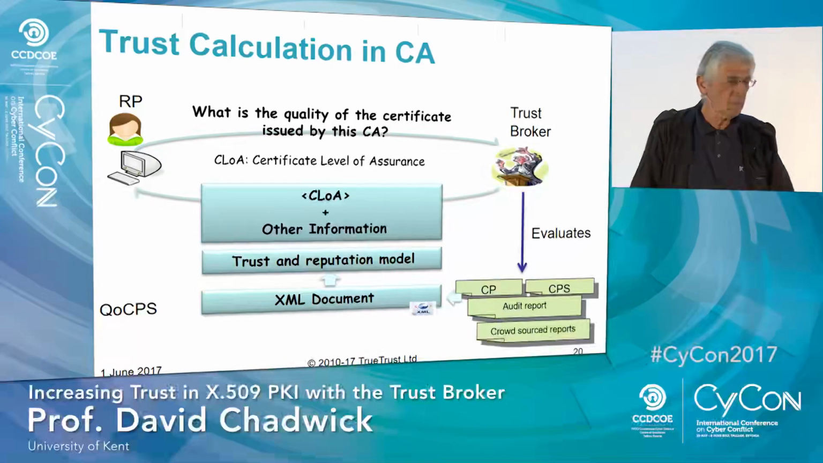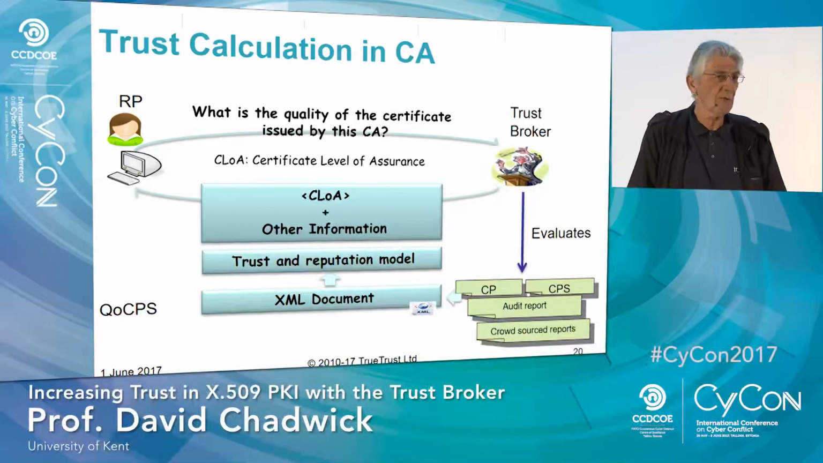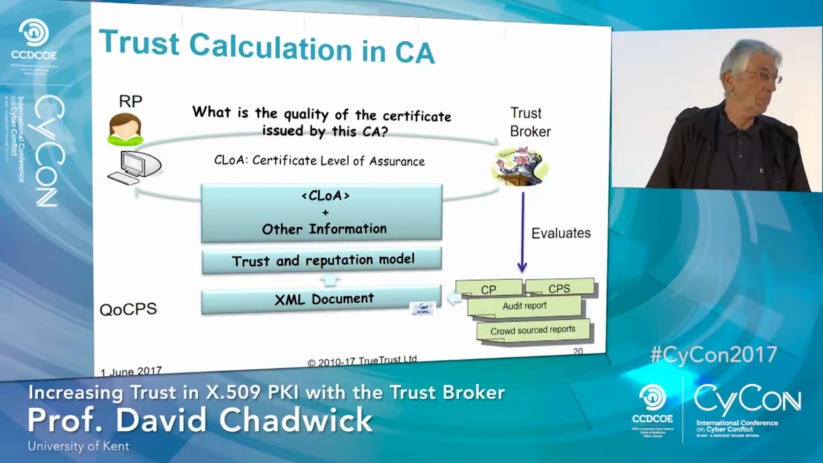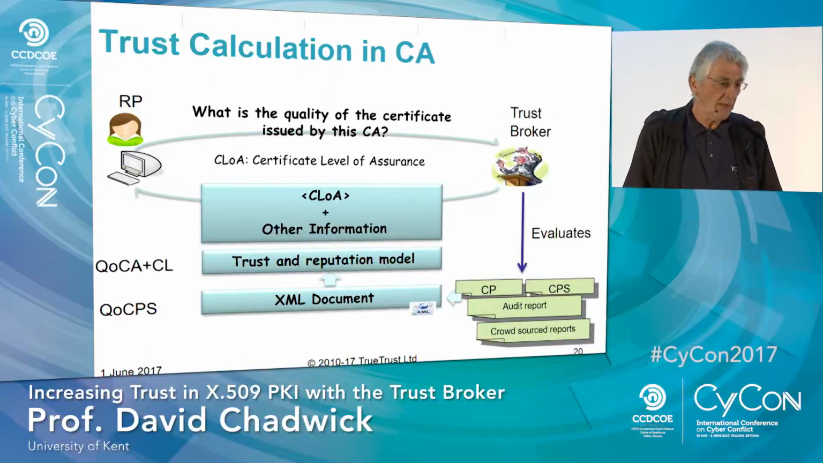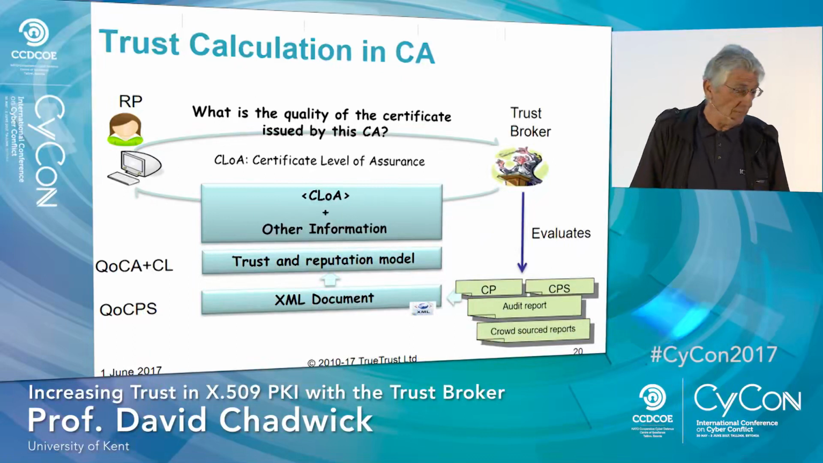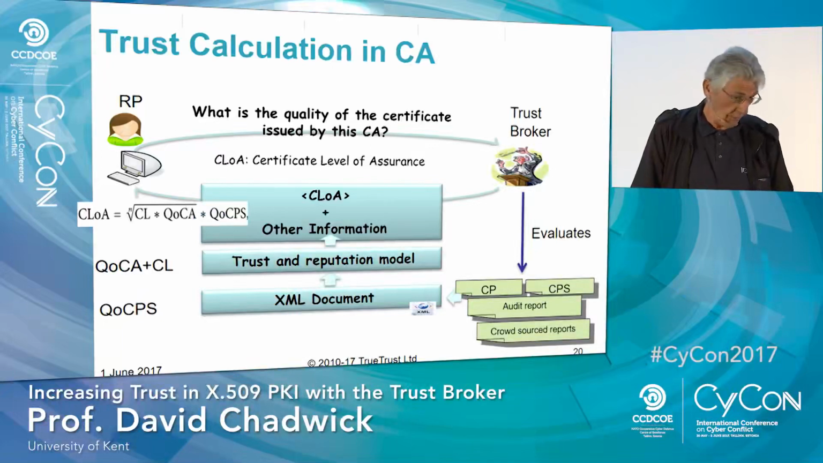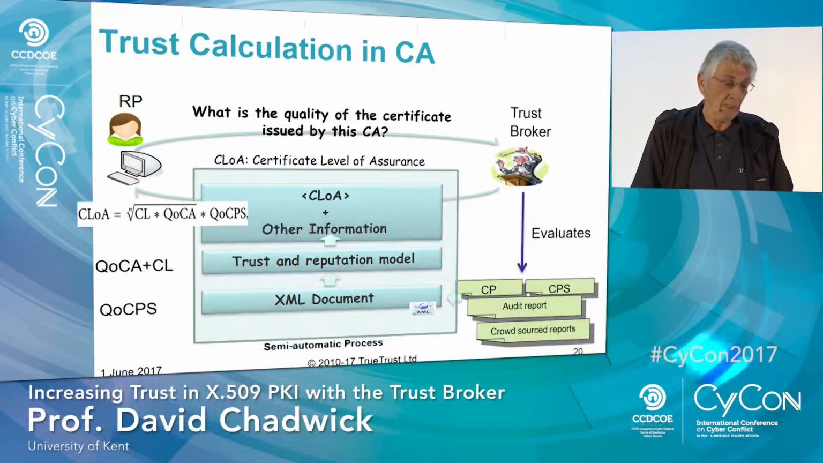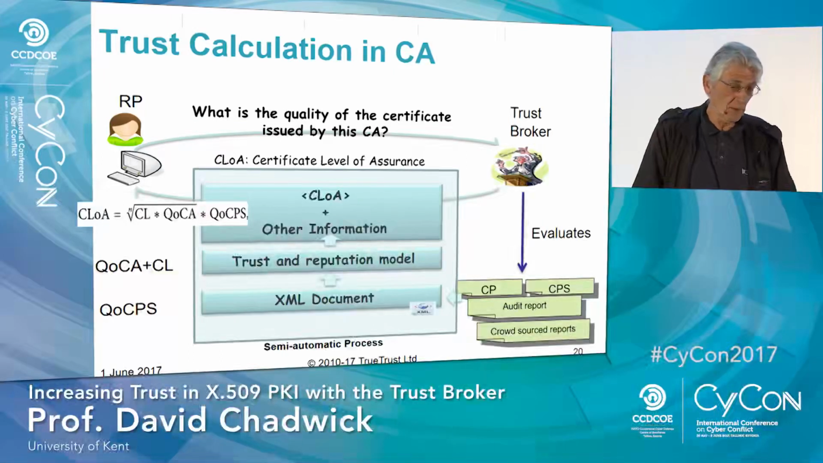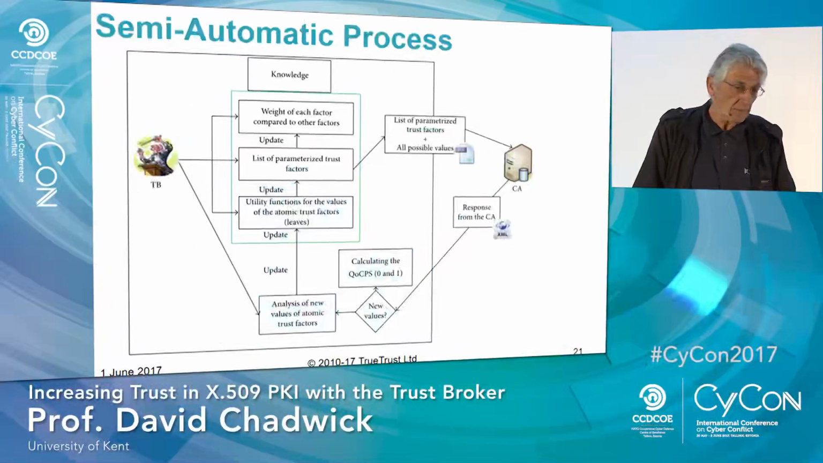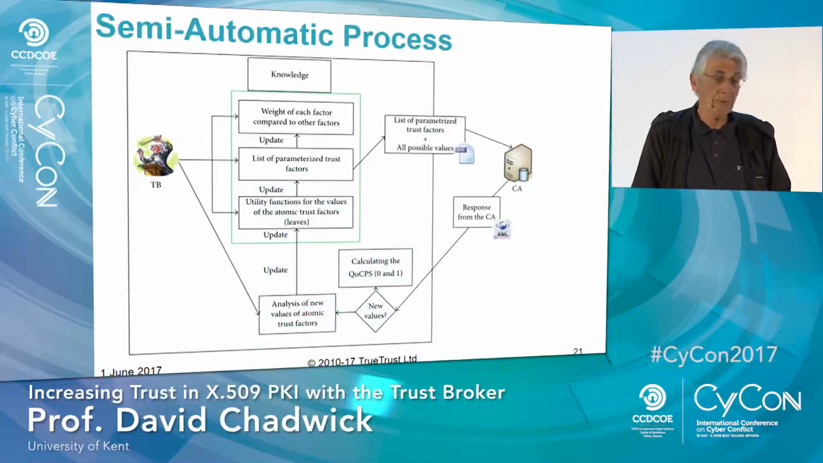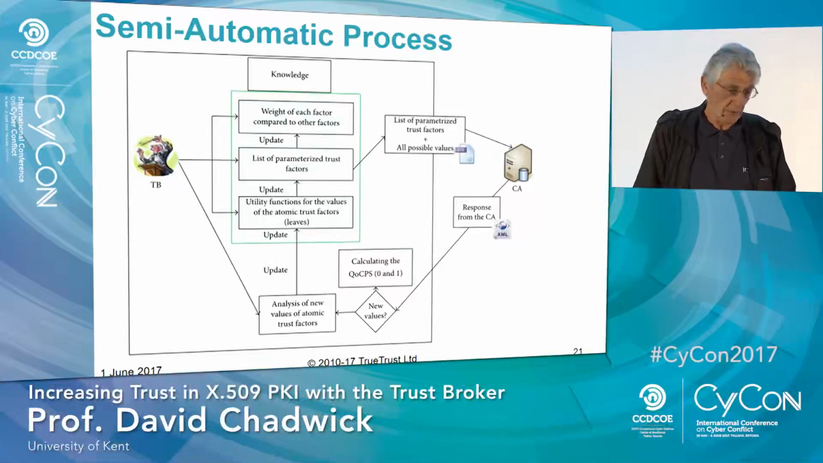And then you use the trust and reputation model from the crowdsourced information to say, and this is what it's actually doing in practice. And you combine them together, which is the quality of the CA in practice and the confidence level that the trust broker has in it. And then you produce this quality assurance metric that you pass back to the relying party. I say all of that is semi-automatic in the software. This is a diagrammatic representation of what happens, that you get the information from the CA, from its CPS, you feed that into the model.